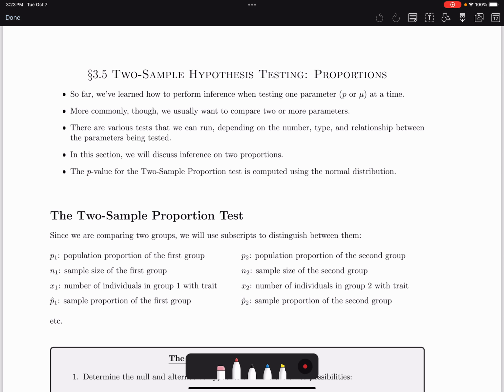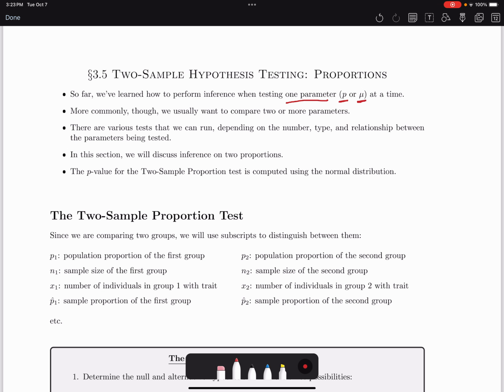We're going to cover section 3.5 in this one, and we're going to move on to two-sample hypothesis testing. In this section, we want to talk specifically about two-sample hypothesis testing when what we're testing are proportions. So far, of course, we've learned about testing one parameter at a time, and we've talked about tests for proportions and tests for means.